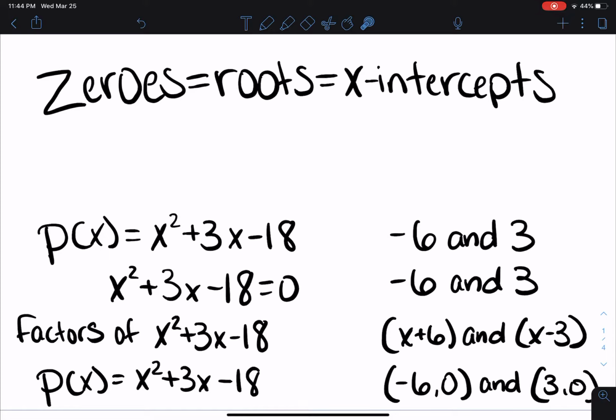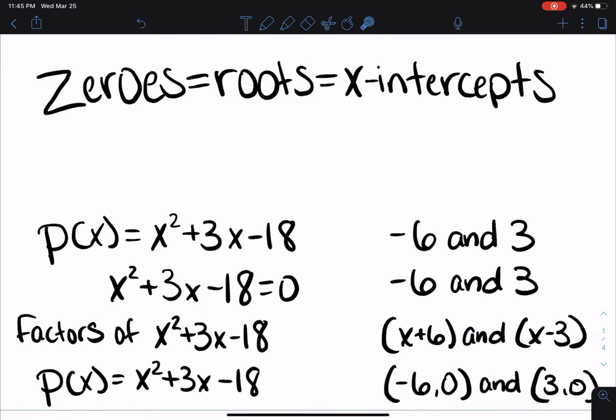Our roots here of x squared plus 3x minus 18, remember that's the same function, equal to 0, are still negative 6 and 3. If we solve those and break them down into two binomials, it would still be negative 6 and 3. The factors of x squared plus 3x minus 18 are x plus 6 and x minus 3. Remember, that's what multiplies to get negative 18 and adds to get positive 3. If we set these equal to 0, we would see that x equals negative 6 and 3. So these are all the same so far.